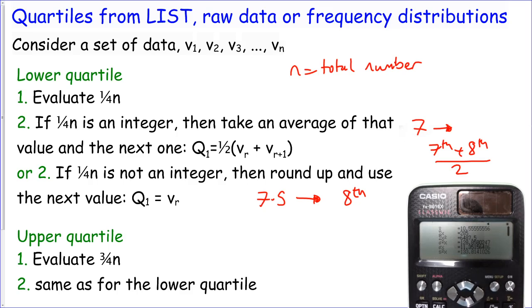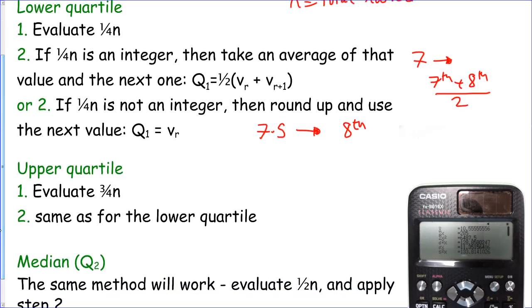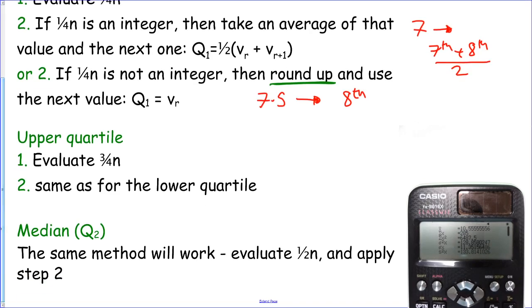For the upper quartile, we're going to do exactly the same thing. We're going to evaluate 3/4 of n, so 3/4 of your total number of things, and then we're going to apply step 2. So if we get an integer, we average that thing and the next thing, and if you get a quarter or a half or some kind of fraction, we're just going to round it up. It's always up to the next integer, and we're going to use that value. We can do exactly the same thing with the median. So rather than adding 1 and then following the method of just choosing the things, you can not add the 1 and apply this rule that we've got here.